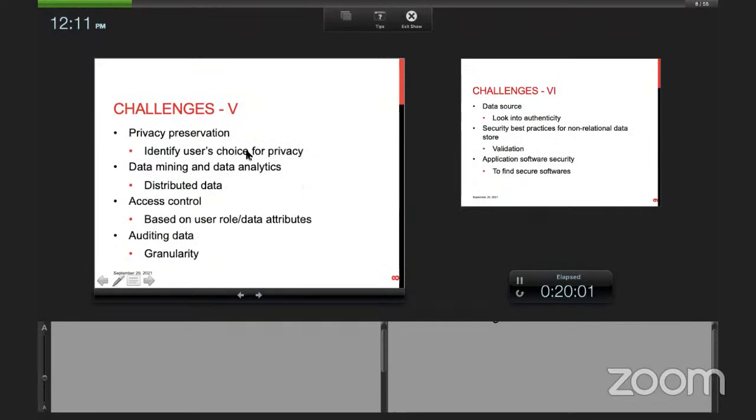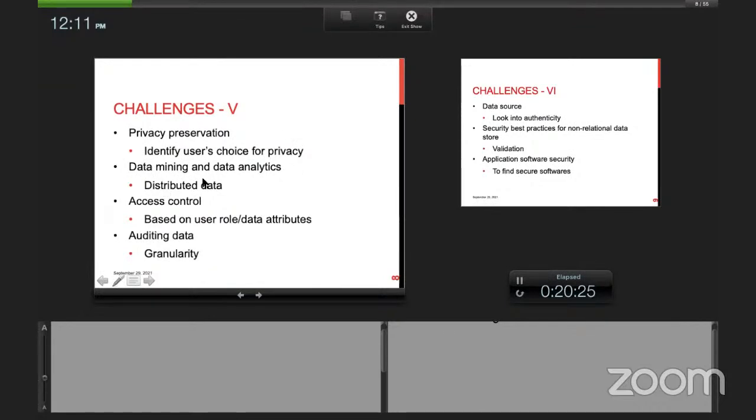And as you all know, when we were talking about data sensitivity, identify the user's choice for privacy. That means whether you want to let others know what your disease is, or why you have come to the clinic. So who will know what has happened to you, all those things. So the choice for privacy.